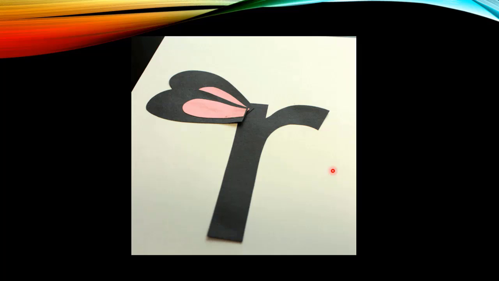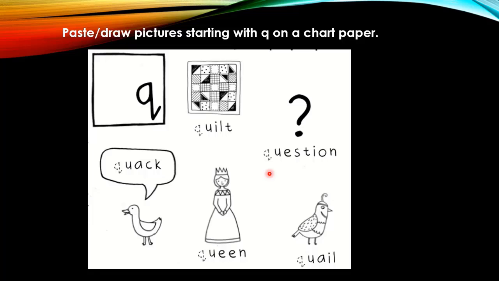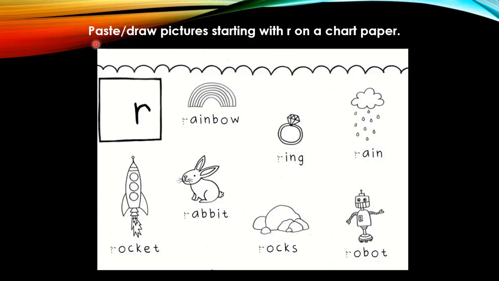You can make a coil with paper plates. You can make a rabbit with r. And you can also make a racing track with r. Paste or draw pictures starting with qu on a chart paper. You can also paste or draw pictures starting with r on a chart paper and send me the pictures.